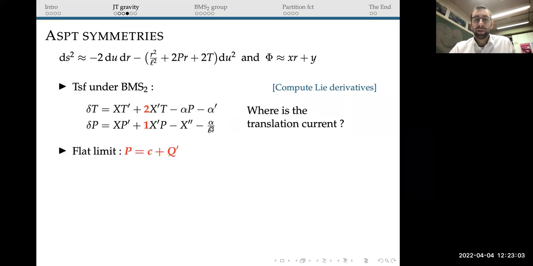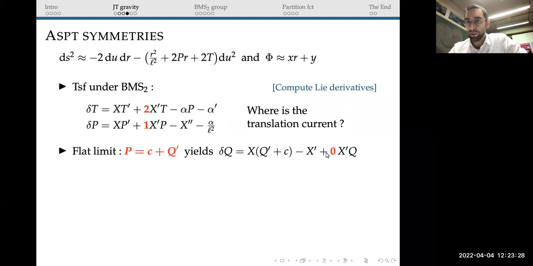Well, the answer turns out to be that it's actually hidden in P. In fact, what you can do is define P to be a zero mode C plus some total derivative of a function Q. And then you may ask how this function Q transforms under asymptotic symmetries. And the transformation law we're going to find is this one written here. And as you can see, this now really has zero weight. This is now a current with zero weight, which is the current for translations.